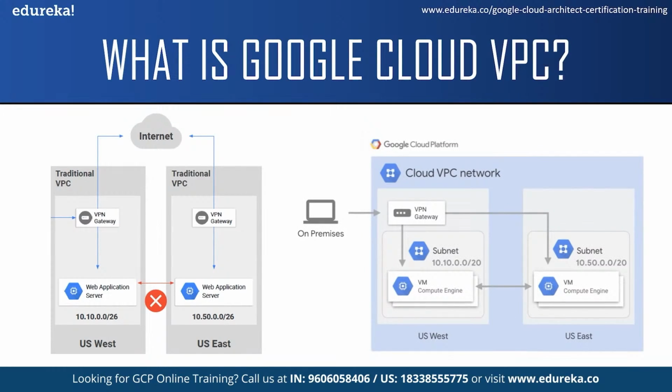Now, in the Google version of the virtual private cloud, it is a global construct, which means instead of creating a VPC in US West and the other one in the US East region, you just create one VPC and put the subnet in different regions within that VPC.